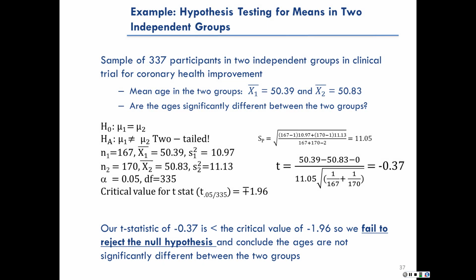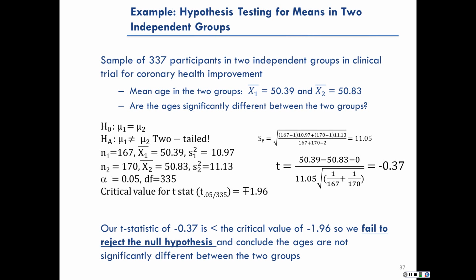So then to calculate the t statistic down below that, we take the mean of the second group subtracted from the mean of the first group, that's the numerator. In the denominator, we have that pooled standard deviation multiplied by the square root of 1 over 167 plus 1 over 170, the end result being negative 0.37. So that's our t statistic that was calculated, and that's less than the critical value of negative 1.96. It's less extreme.